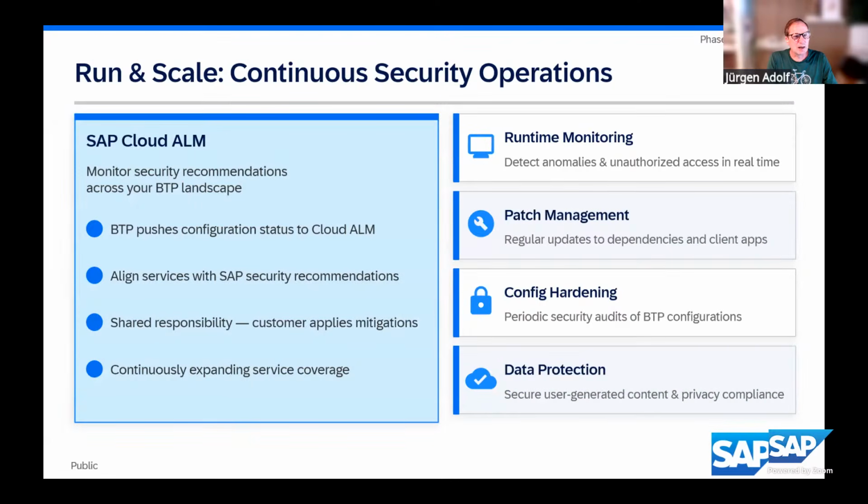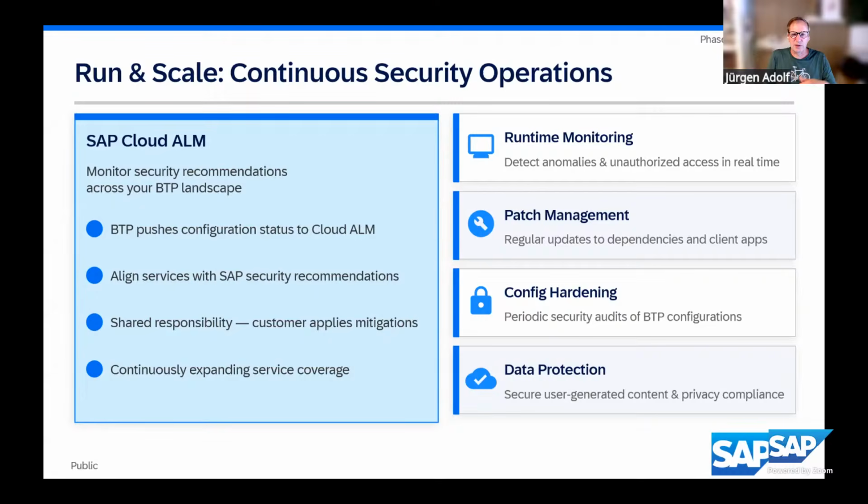Then we come finally to the run and scale phase. Once your application is live, security work continues. The run and scale phase is about maintaining security posture as the application grows. And SAP Cloud ALM is the central tool for this phase. So in the old days on premise we had the Solution Manager. Now in the cloud we have SAP Cloud ALM, and that's the central tool.